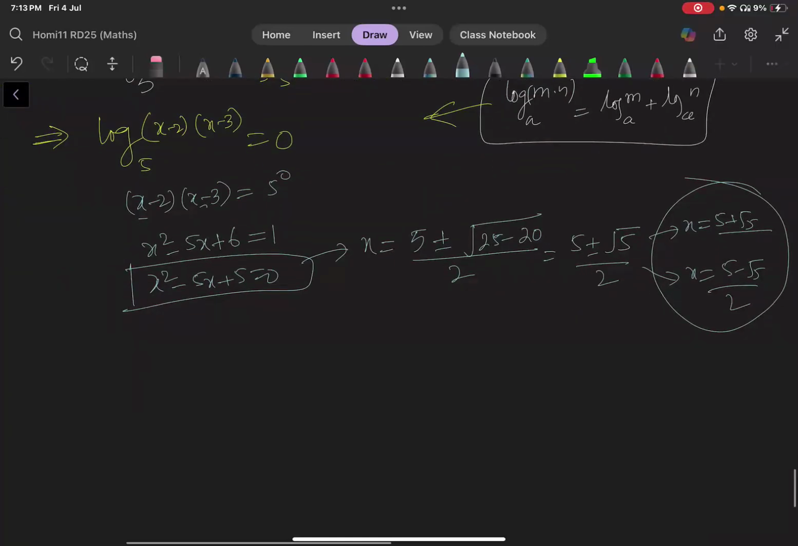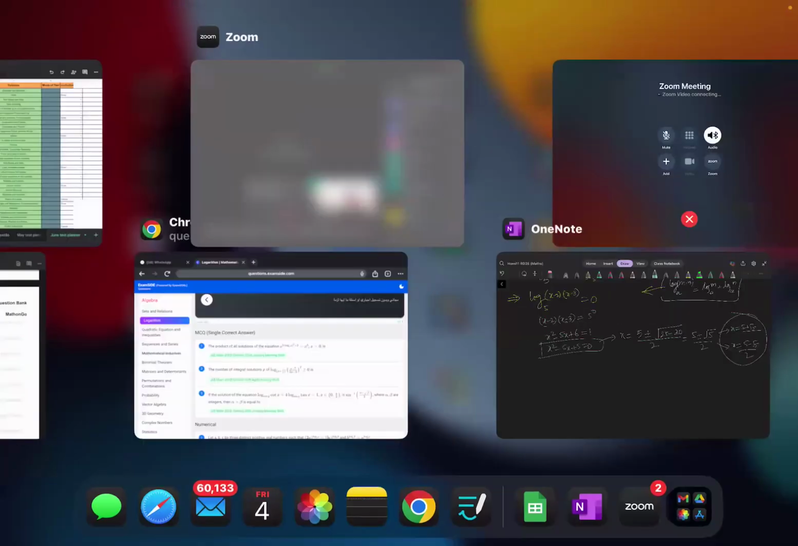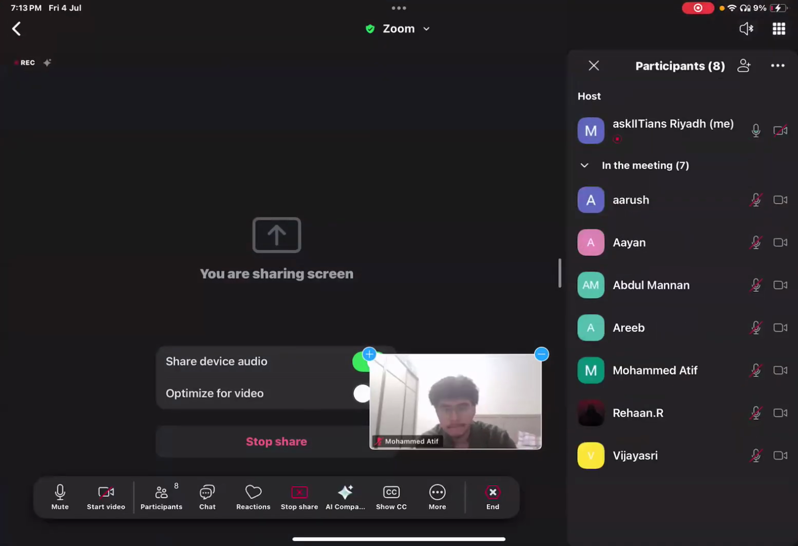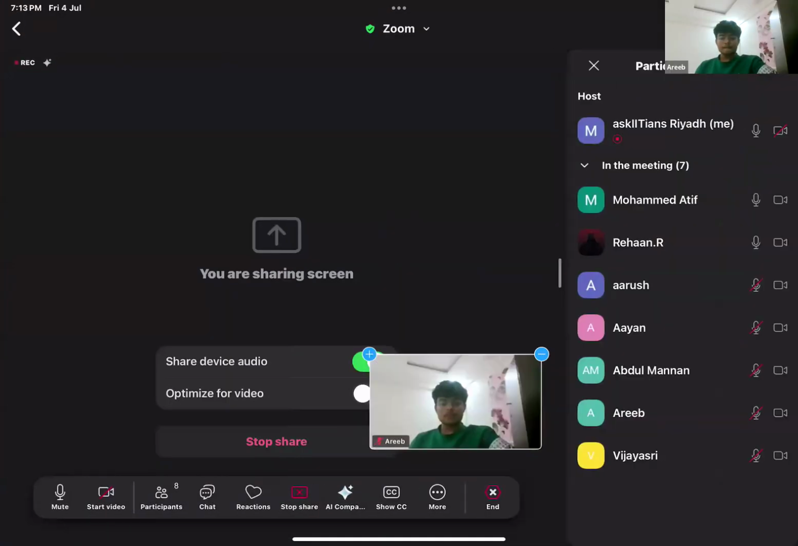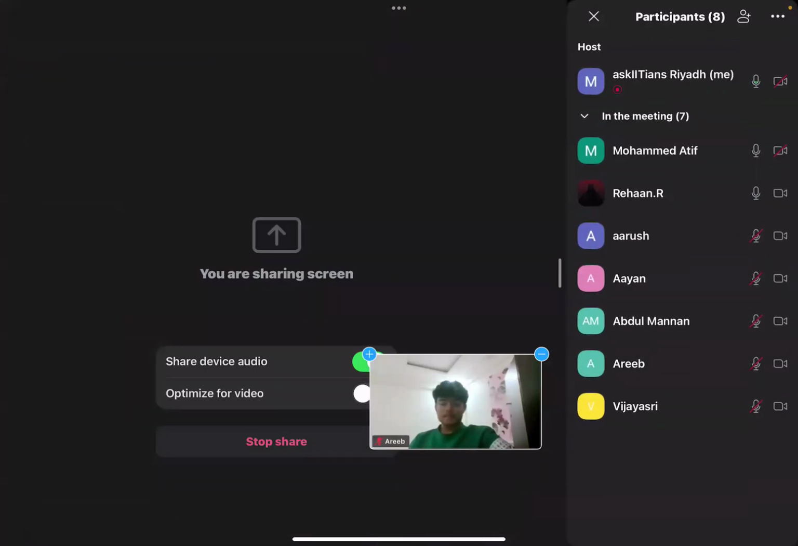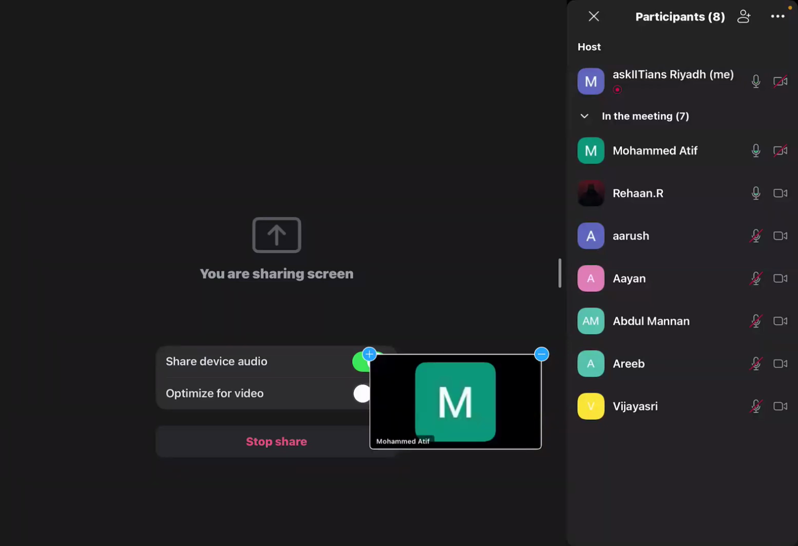So fine guys, let's stop the class here. I will share a few questions with you in the group. All of you are there in the group, right? Yes sir. So I'll share that in the group, and then by next class you need to complete all those questions based on log properties and all these things you need to use. Try to solve those questions. Okay sir, thank you sir. Okay, thank you. Bye bye.